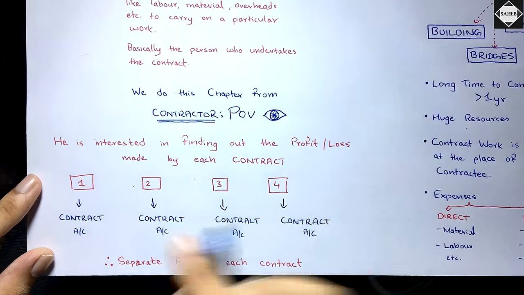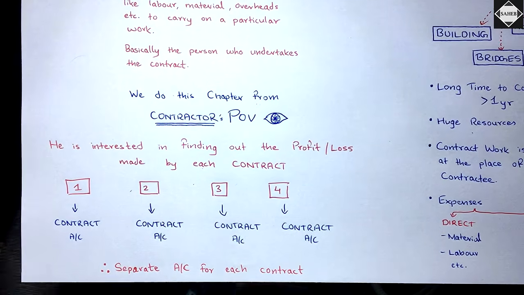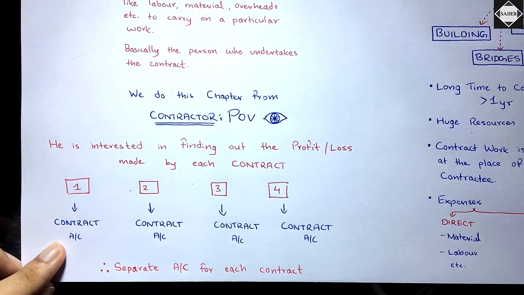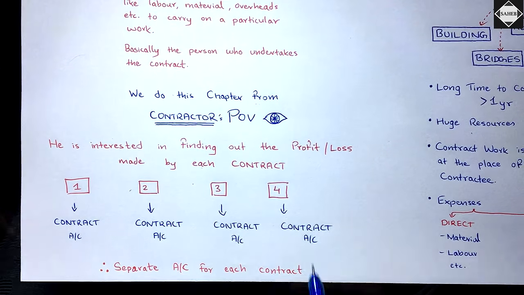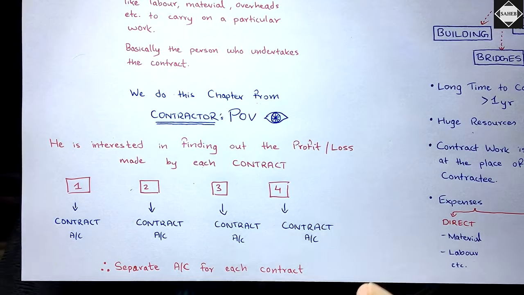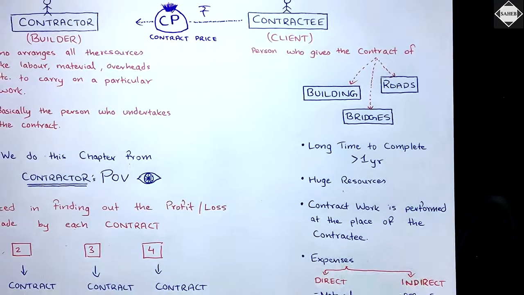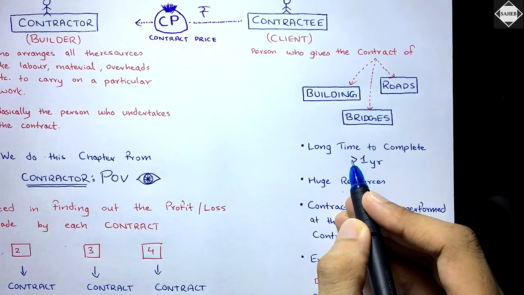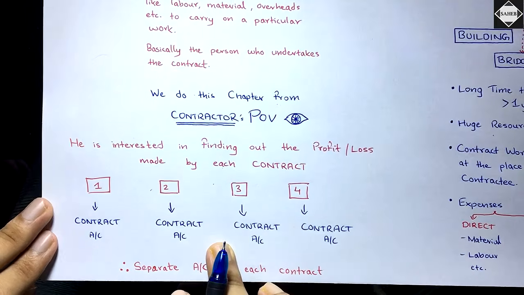For each of these contracts, he will prepare a separate contract account, which is a nominal account. We'll see the format of that in a second. He will open a separate account for each contract to find out the profit or loss made by each of these contracts in a year. Almost all the time, the contract will take a long time to complete, usually more than 1 year, so for every year a contract account will be opened.